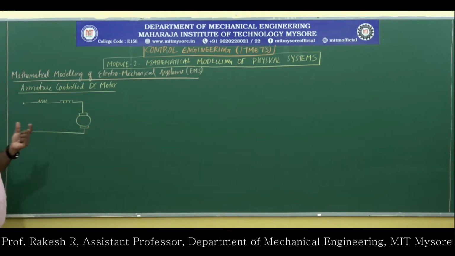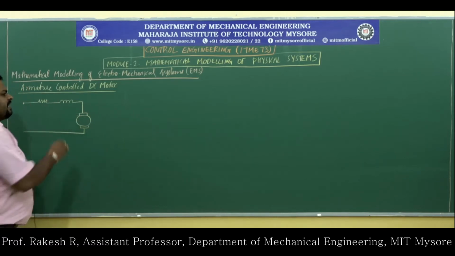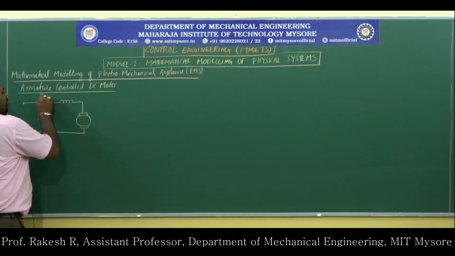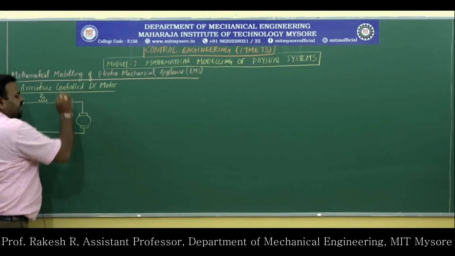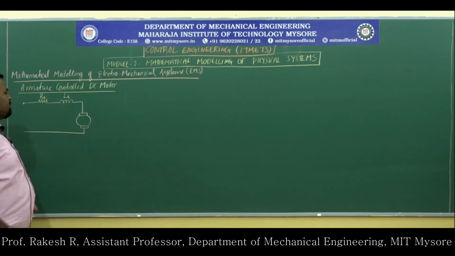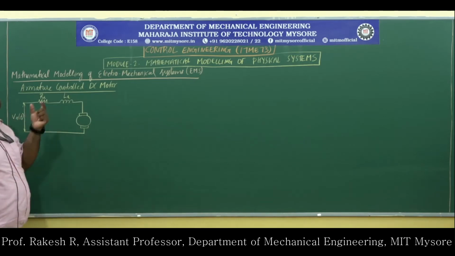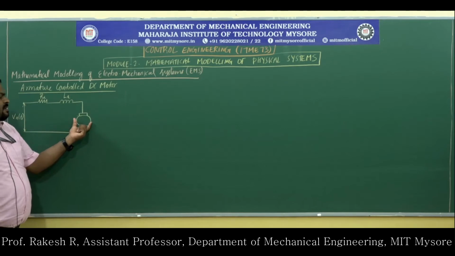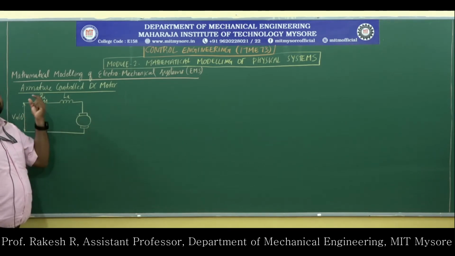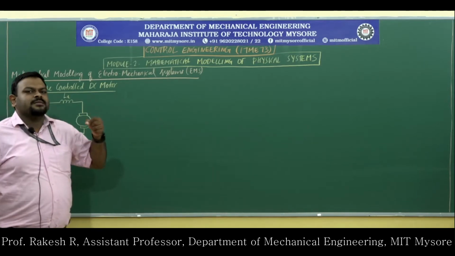So this is a typical circuit for an armature controlled DC motor, which has armature resistance RA and armature inductance LA. Let VA of T be the voltage across the armature. Simply we can say this VA of T is the armature supply voltage. Here the field supply voltage remains constant.